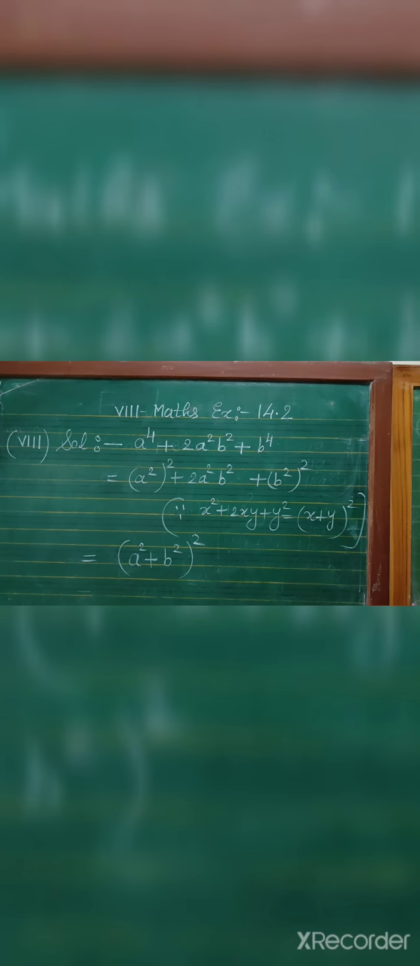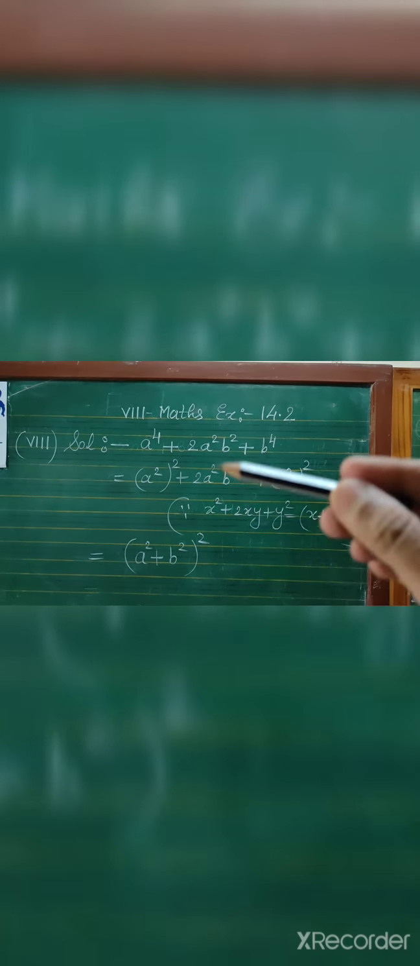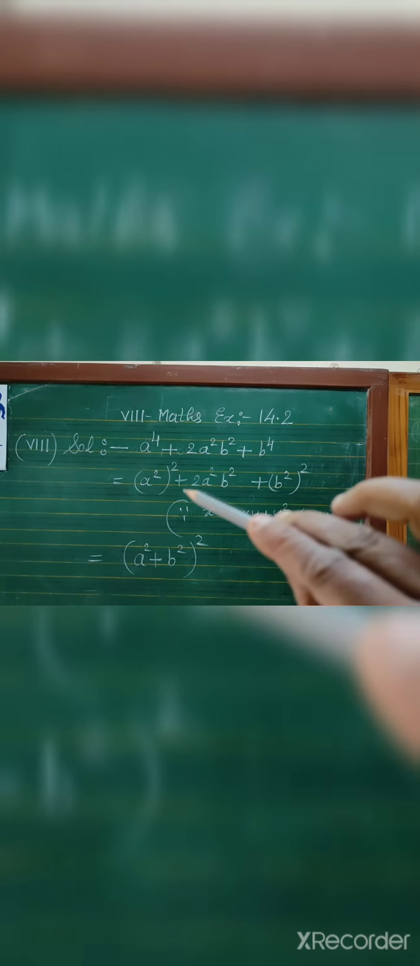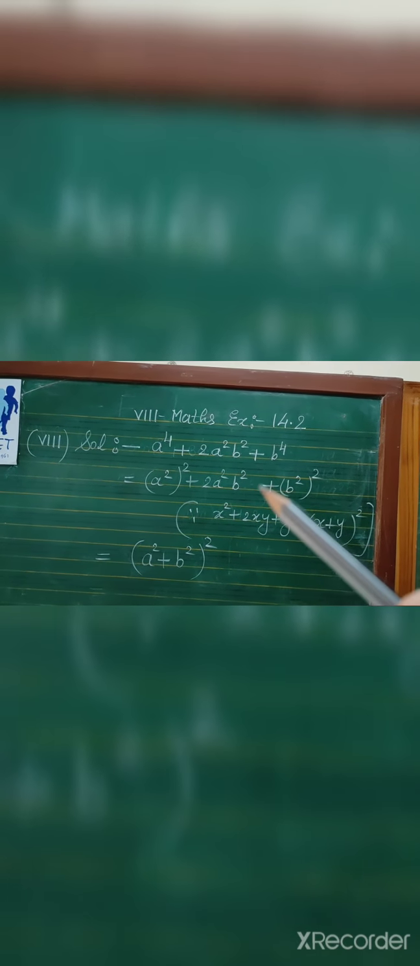Okay. Now 8th question, a to the power 4 plus 2a square b square plus b to the power 4. So we can write a to the power 4 in the form of a square whole square, and b to the power 4 as b square whole square. So the middle term is 2a square b square. The identity we know is x square plus 2xy plus y square equal to x plus y whole square. Here x is a square and y is b square. So a square plus b square whole square. Okay.